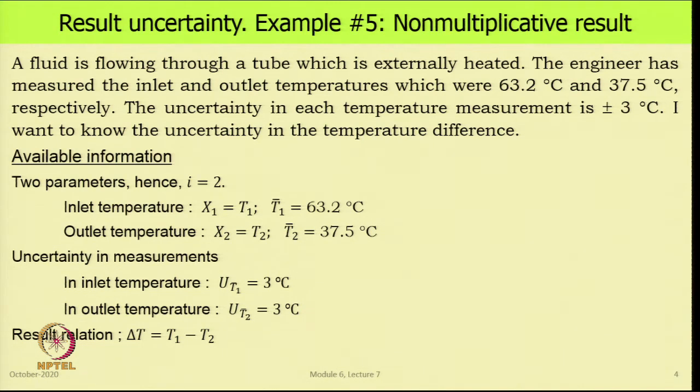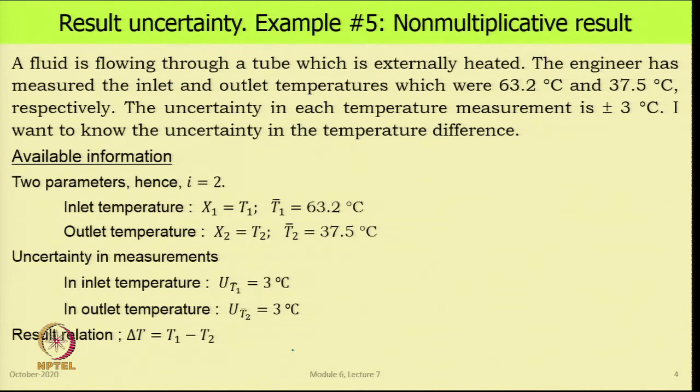The example taken here is the temperature rise when a fluid flows through a tube which is being heated, or say which is being cooled, it does not matter. Here is the statement: a fluid is flowing through a tube which is externally heated. The engineer has measured the inlet and outlet temperatures, which were 63.2 degrees Celsius and 37.5 degrees Celsius respectively. The uncertainty in each temperature measurement is plus minus 3 degrees Celsius, and the person says, I want to know the uncertainty in the temperature difference.